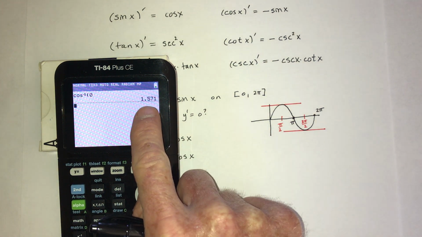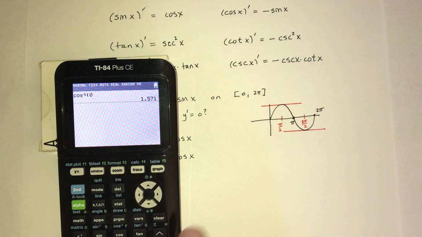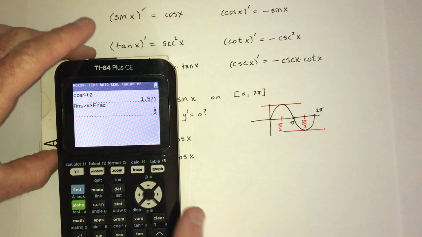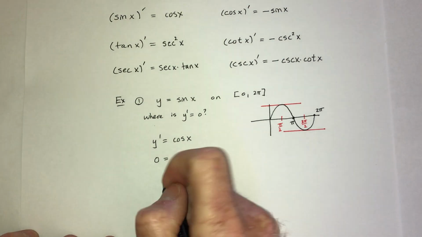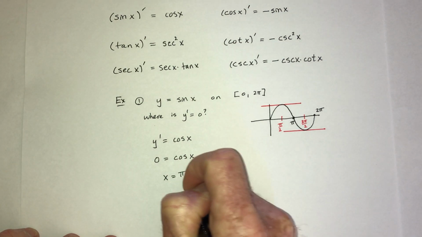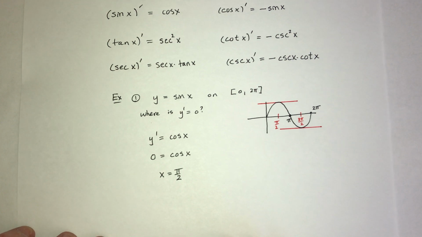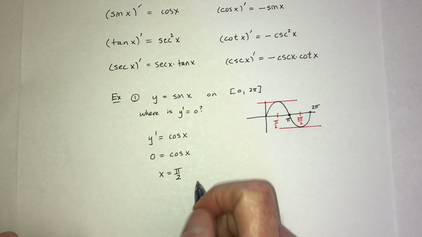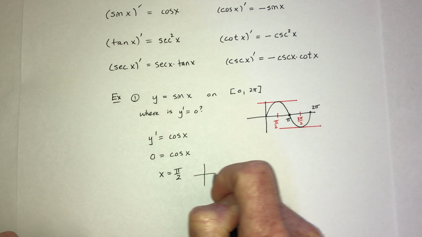To find out if this decimal is pi over 2, what I do is I divide that. So just hit the divide key, divide it by pi, and then go to math and change that to a fraction. So that means that it's 1/2 of pi, or pi over 2. Now, using the calculator and saying cosine inverse will only give you one answer. Other answers you have to find yourself.